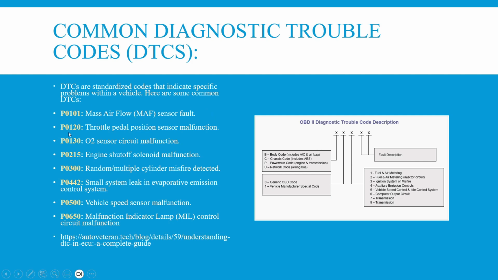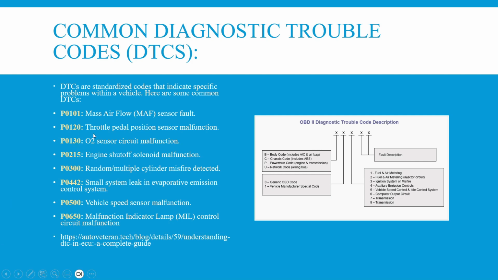Similarly, if you take the second error code, P indicates powertrain code, 0 is a standard OBD code, and 1 says that it is in the fuel and air metering section, and the number 20 says it is the throttle pedal position sensor malfunctioning. Similarly, for the third code, the last two digits say that it is an O2 sensor circuit malfunction.